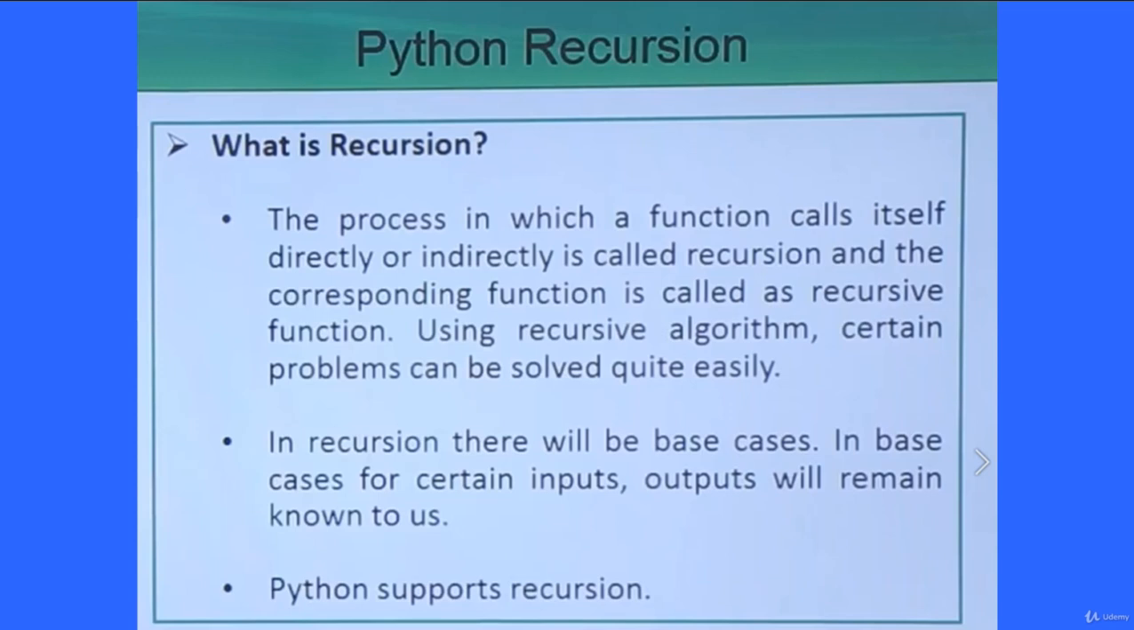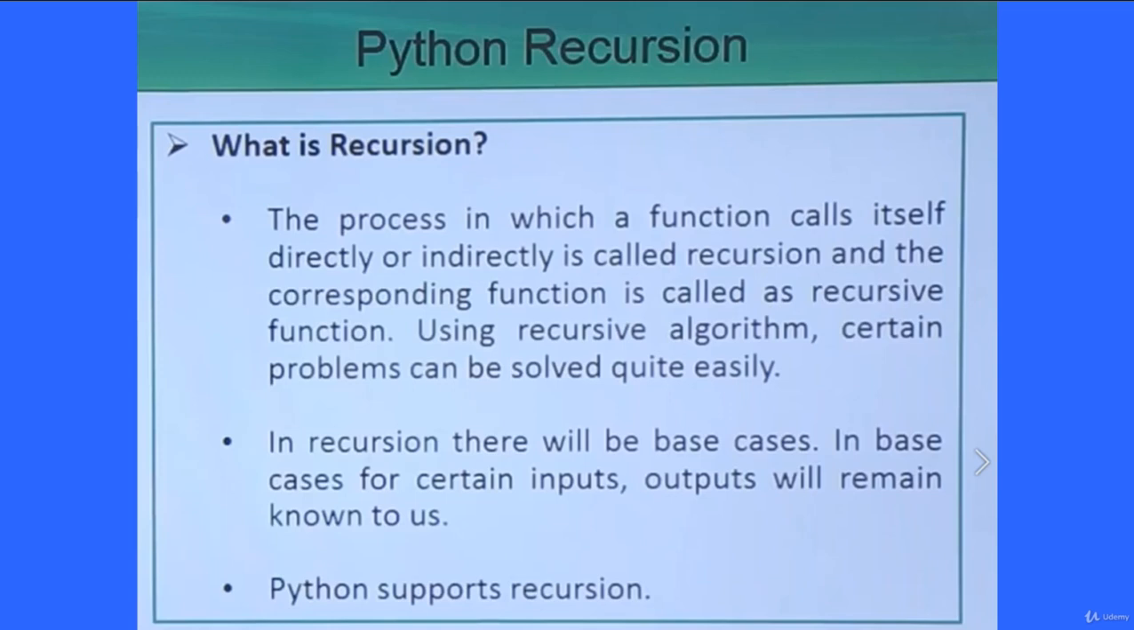So direct calling means what? Within the function body, the function will call itself. So that is direct calling. And what about indirect calling? From the function, another function will be called, but that very function in turn will be calling the calling function. So that is known as indirect recursion. Whatever the case, the recursion is there, and the respective function is called a recursive function. Using recursive algorithms, certain problems can be solved quite easily and with fewer lines of code.